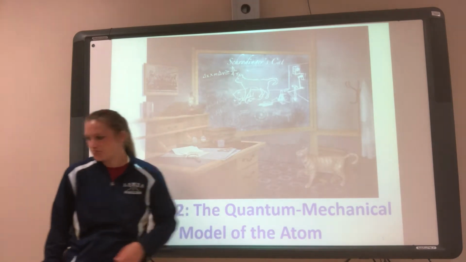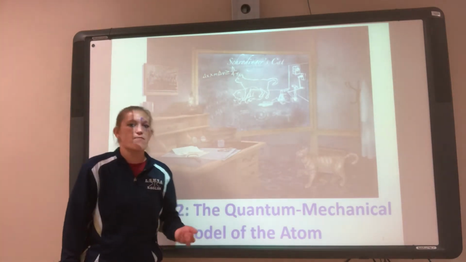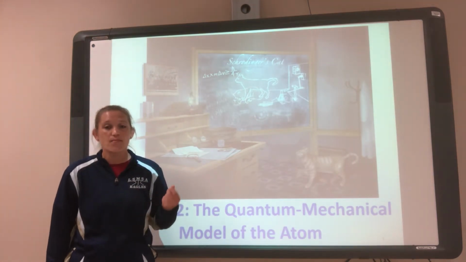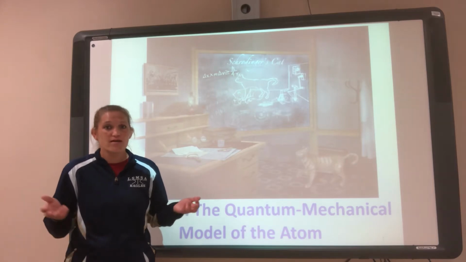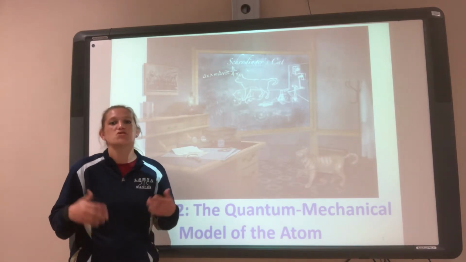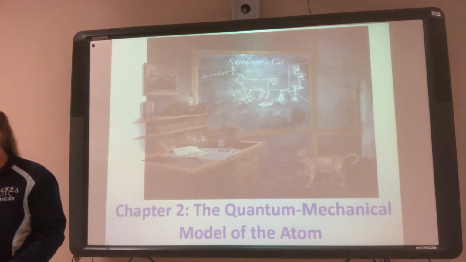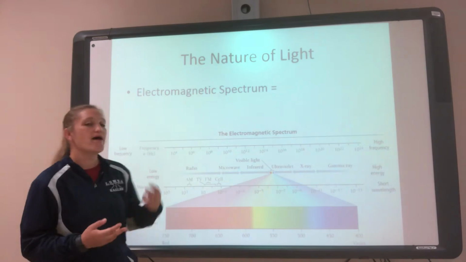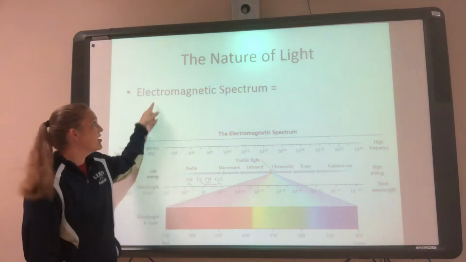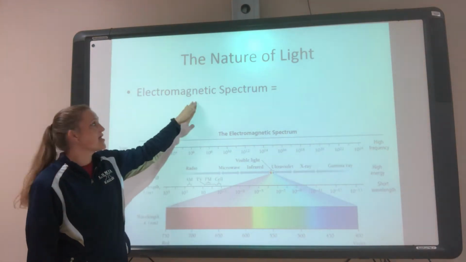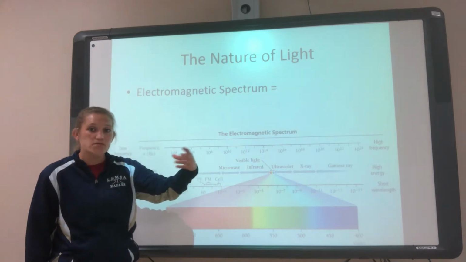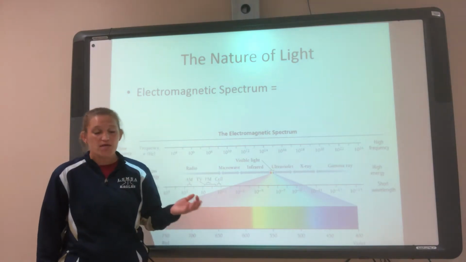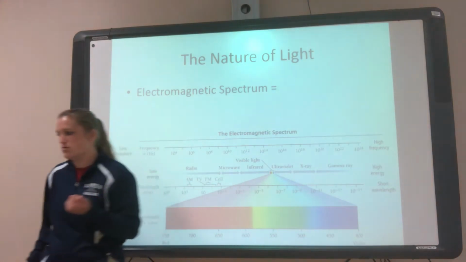Now, the main thing we're going to talk about at the beginning of this chapter is the nature of light. We're going to talk about light mainly because light is made out of different particles, which is part of chemistry. So let's talk about the nature of light. It has two aspects, an electric aspect and a magnetic aspect. That's why when we talk about light, we talk about it in the sense of an electromagnetic spectrum, because it has two aspects to it.